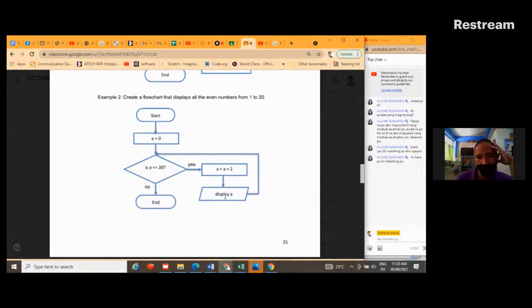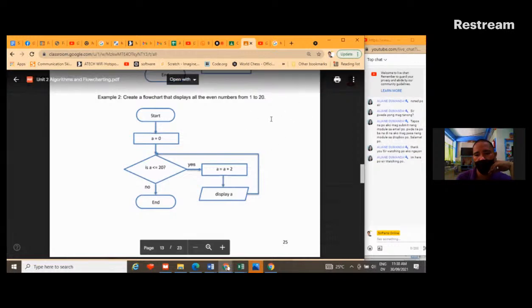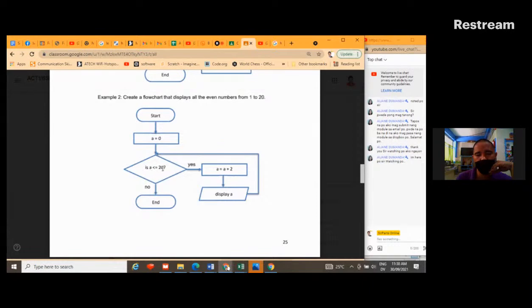So you're going to display A. This is output. So you display A. So after that, it will display on screen 2, to display 2. And then compare, is 2 less than or equal to 20? Yes. So A is equal to 2 plus 2. So A now becomes 4. So you display 4, goes here. Is 4 less than or equal to 20? That's yes. So we have here A is equal to 4 plus 2.